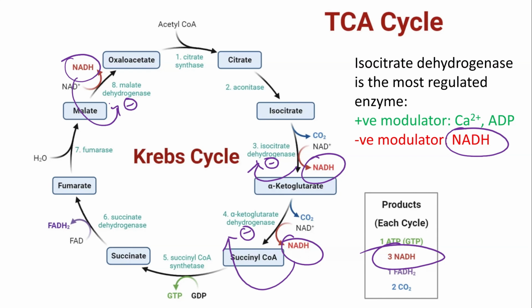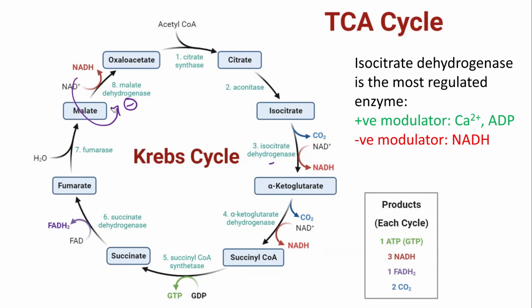ADP and calcium are positive on isocitrate dehydrogenase. NADH is negative on isocitrate dehydrogenase, of course. Along with that, NADH has a negative effect on the other 2 enzymes as well. But most importantly, it is isocitrate dehydrogenase because that's the key enzyme. All right. So that's about regulation of the TCA cycle.